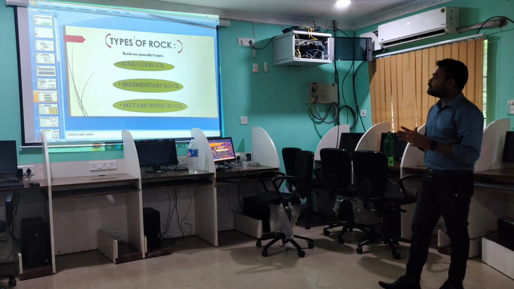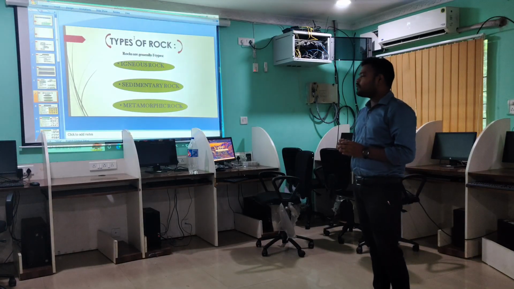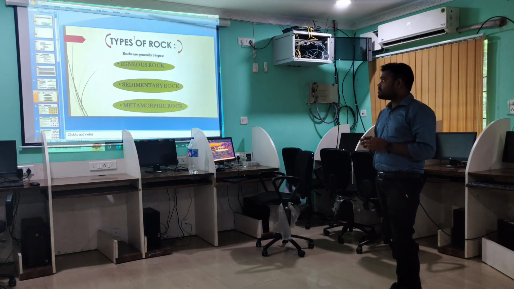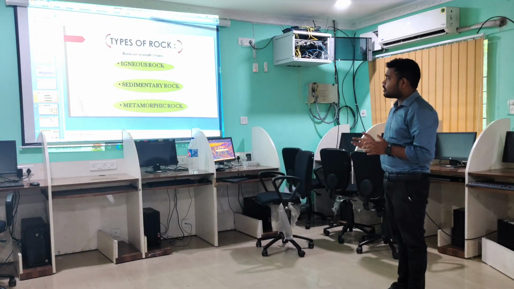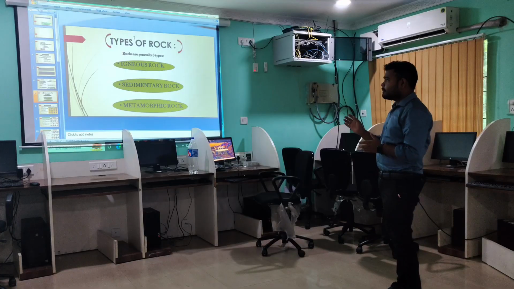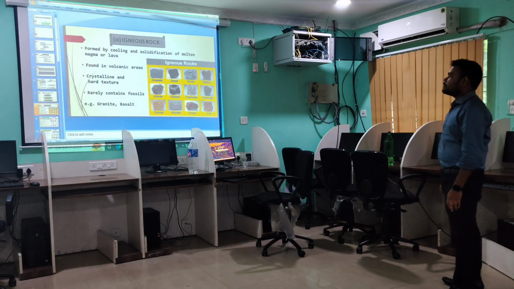Then we discuss different types of rock. The first is igneous rock, the second is sedimentary rock, and the third is metamorphic rock. Igneous rock is also called primary rock, secondary rock is sedimentary rock, and tertiary rock is metamorphic rock. First we discuss igneous rock.